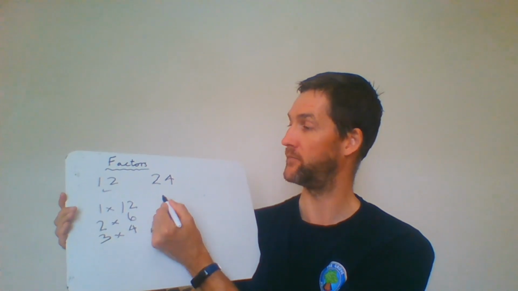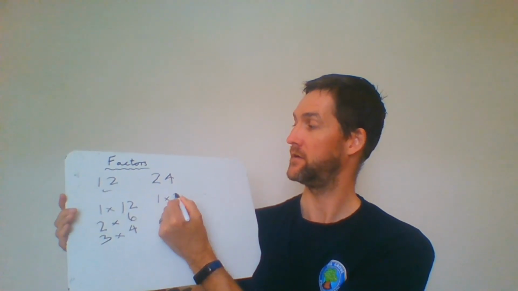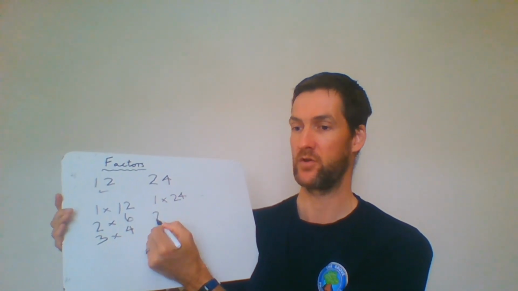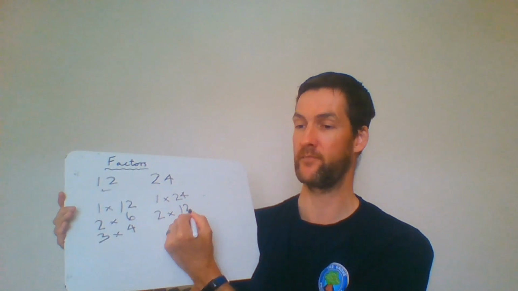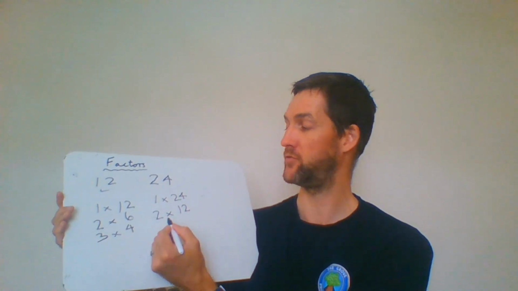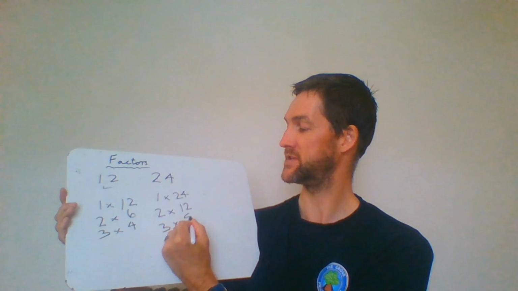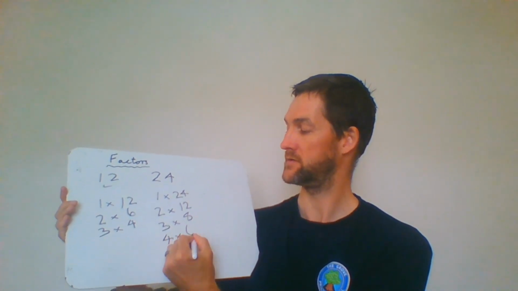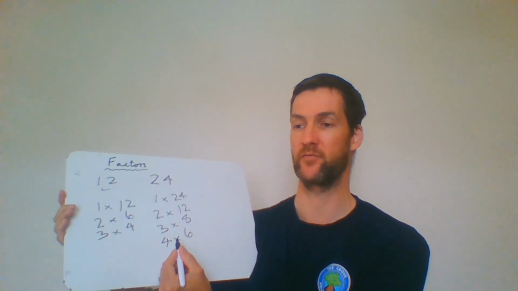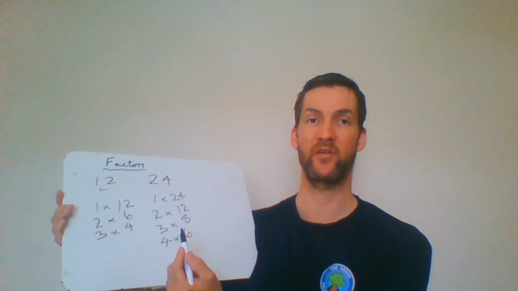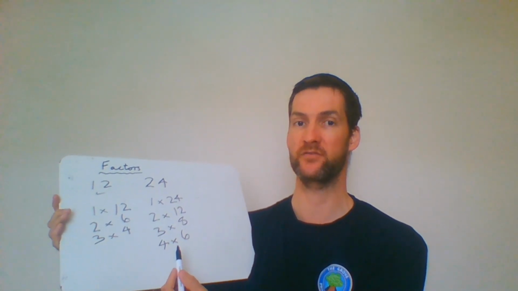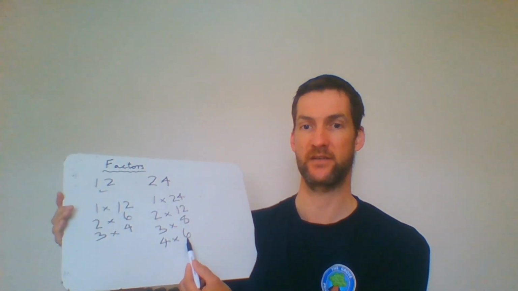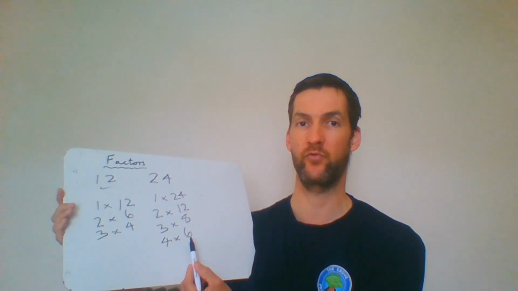Factors of 24 now. Again, 1 times 24, starting systematically. 2 times 12 is 24. 3 times 8 is 24. 4 times 6 is 24. 24 divided by 5 leaves a remainder, therefore it's not a factor. And then we get back to 6. And we've already done that, so we know we've found all the factors.